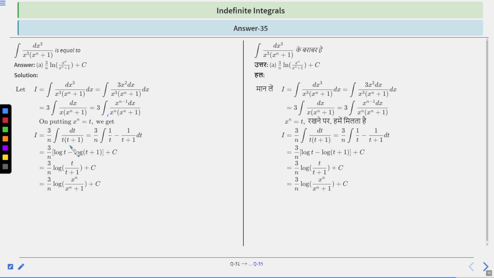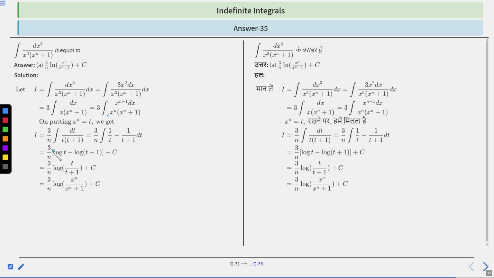Now, see, if anything is of the form t into t plus 1, you can convert this form into partial fractions, right? Therefore, it can be written as 3 upon n integration of 1 by t into t plus 1, which can be written as 1 upon t minus 1 upon t plus 1. You can see that if you solve this, you will get 1 upon t into t plus 1. Now, see, it is of the easily integrable form, right? So 3 by n integration of dt by t minus integration of dt upon t plus 1, right?